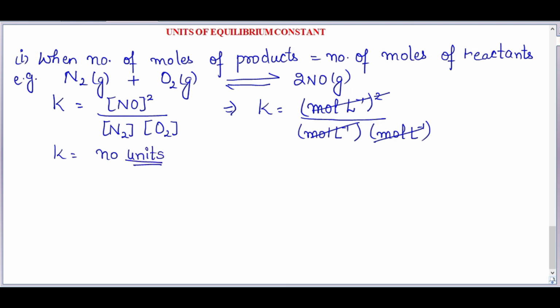In which case, if I'm having number of moles of product equal to number of moles of reactant, here I'm having 1 mole, again it is also having 1 mole. 1 plus 1 equal to 2. Reactant side I'm having 2 moles and product side again I'm having 2 moles. I will not have any unit of K in that case.